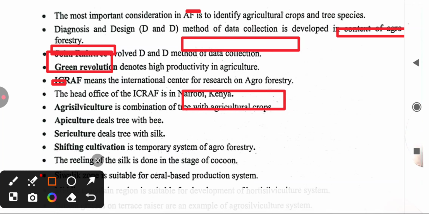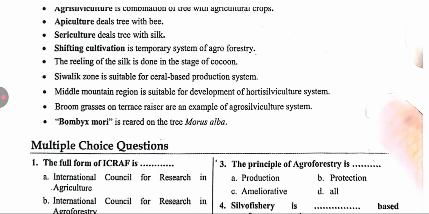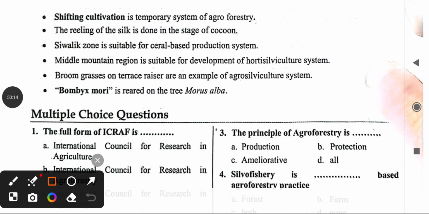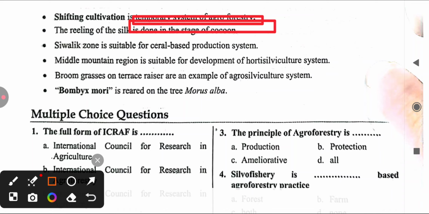Apiculture deals with bees. Sericulture deals with silkworms, and shifting cultivation is a temporary system of agroforestry. The reeling of silk is done at the stage of the cocoon.